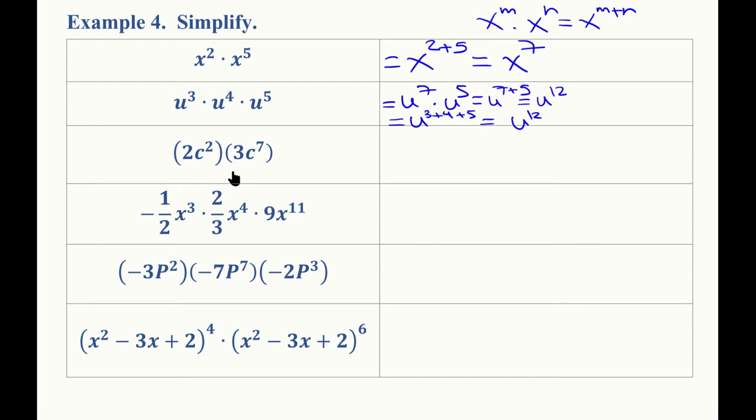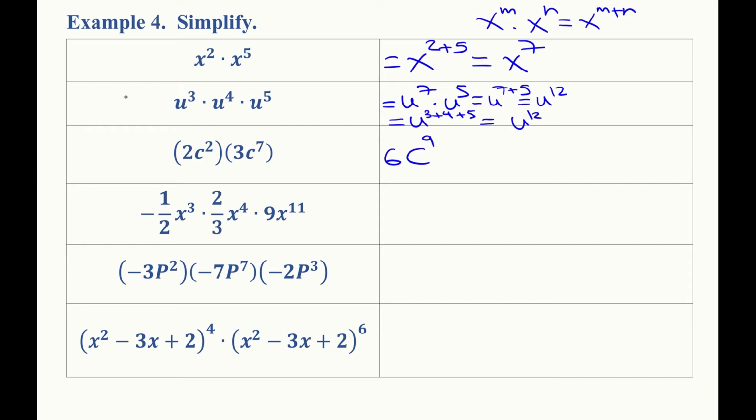All right, so now we're multiplying these two expressions, and the way to deal with this is very easy. Just go ahead and multiply the numbers. 2 times 3, that's going to give us 6, and we go ahead and multiply c squared and c to the 7th using the product rule. So that gives us c to the power of 2 plus 7, which is 9.